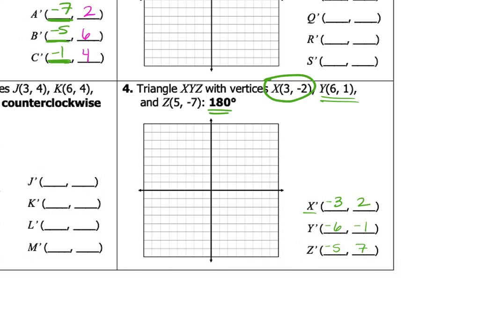So again, if you want to know the rules, if you want to use the rule and name them and then plot them, you can. If you want to rotate it first in your head and then name those points, you can. It's just a matter of what works better for your brain. Okay, so x is at 3, -2. Y is at 6, 1. And then Z is at 5, -7.